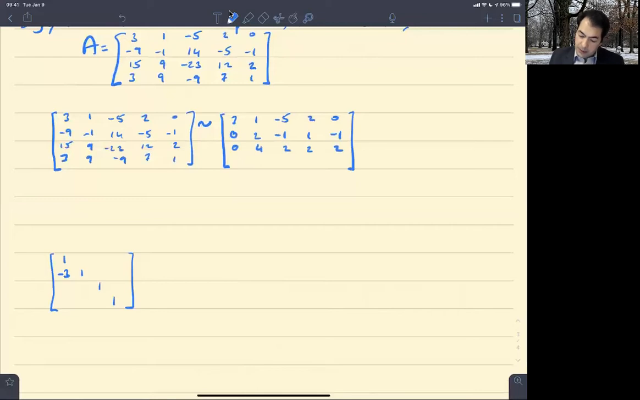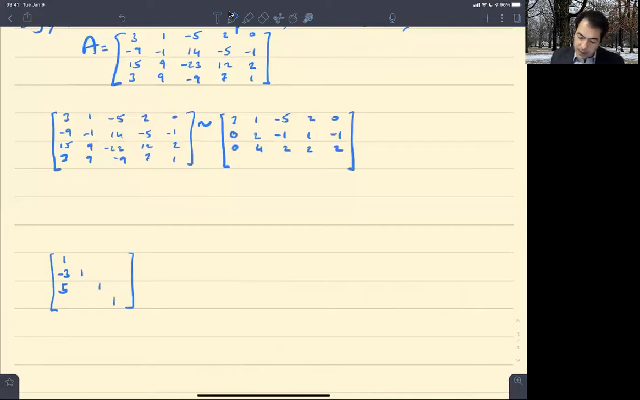Okay, now in constructing L, I'm going to figure out what goes here. So what did I do? I did this one, multiplied it by minus 5, and added it to this one. So that means here I put a positive 5.